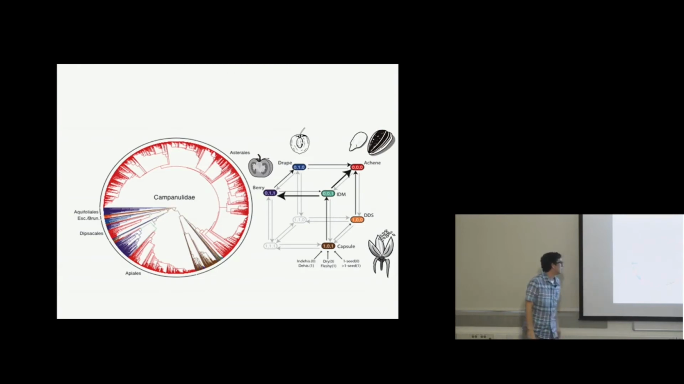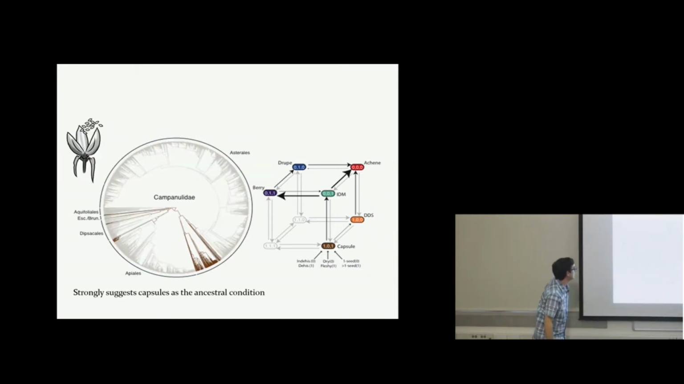And this is what we found. We find generally that transitions out of a capsule, you're not expected to go back to a capsule. Actually, let me start over. Our model strongly suggests that capsules are the ancestral condition within companionlids. If you look at the transition matrix, we find that the companionlids started in this capsule state and have moved out. And once you've changed one particular character within a capsule fruit type, you're unlikely to go back to that.